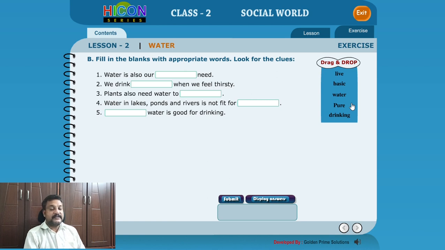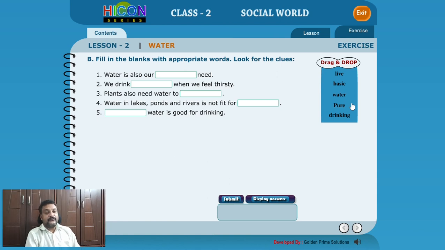So the first sentence is, water is also our dash need. In the last lesson we have seen food is our basic need. So here water also is our basic need. Second, we drink dash when we feel thirsty. So what do we drink when we feel thirsty? We drink water when we feel thirsty. Plants also need water to live. If there is no water, plants also will die.